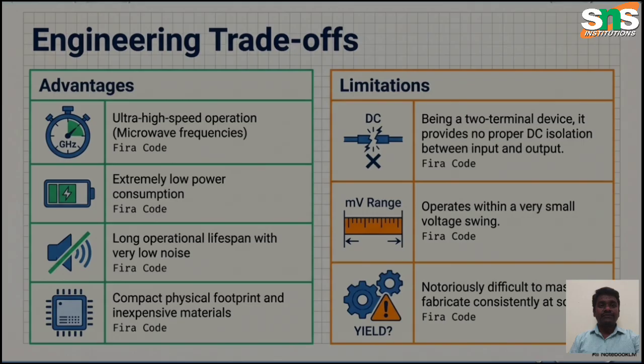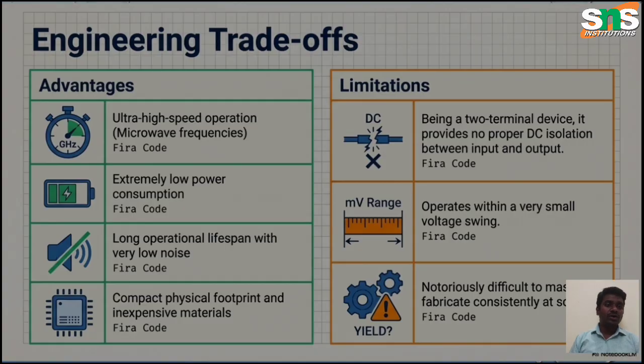So, engineering trade-offs, that is the advantages and limitations of the tunnel diode. Advantages are ultra high speed operation, extremely low power consumption, long operational lifespan with very low noise, a compact physical footprint, and inexpensive materials used in the tunnel diode.